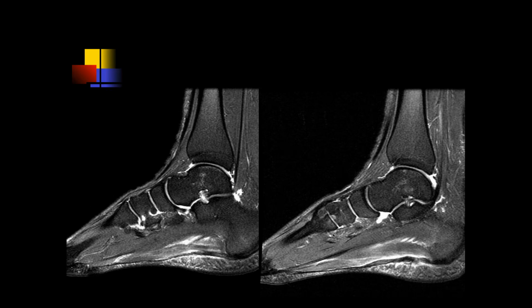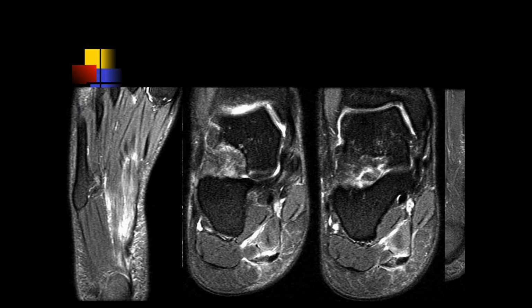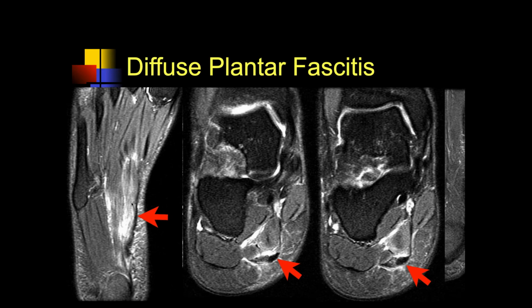Okay, so here we can see some irregularity of the plantar fascia just distal to the calcaneal attachment, and there's some surrounding soft tissue edema. So this looks like a partial tear of the plantar fascia. Then we can see some adjacent muscle edema. So this is a diffuse tear. You also have a grade 1 strain of the muscle as well.